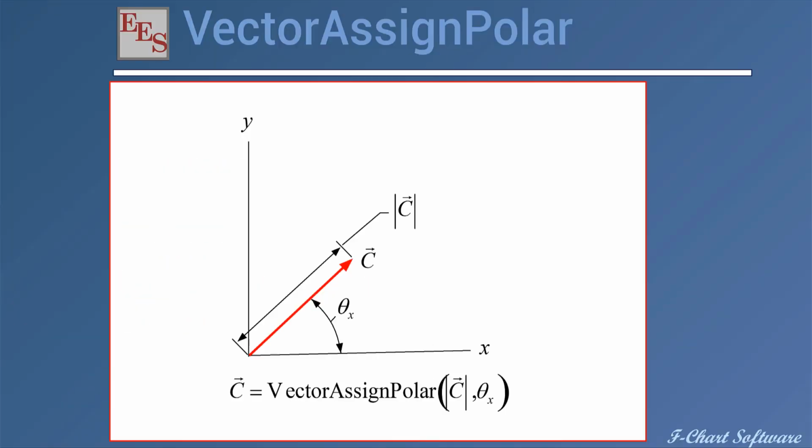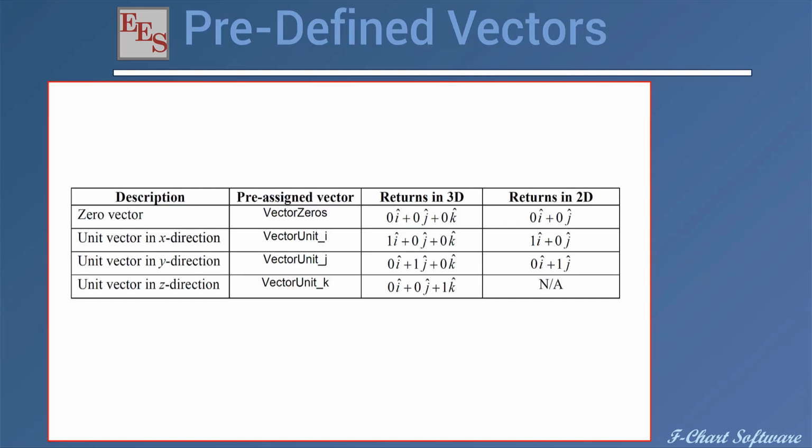2D vectors can also be assigned using the vector assign polar command, but again only two arguments are required, and these would correspond to the magnitude of the vector and the angle relative to the x-axis as shown in this figure here. There are a few vector functions that provide pre-assigned vectors which are often useful for calculations. So these include things like the zeros vector, as well as unit vectors in each of the coordinate directions, and these are all summarized in this table for both 3D and 2D vectors.